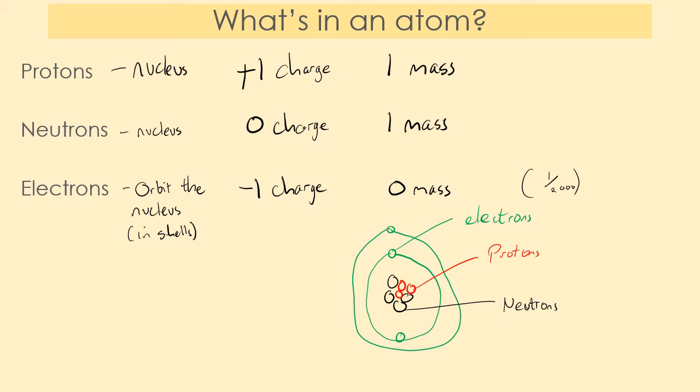Now you should be able to calculate the number of protons and neutrons in an atom. We do that by looking at the periodic table and looking at the mass number and the atomic number. If you don't know how to do that, do go back and have a look at one of the previous videos on how to calculate that. I think it's under the revision section on the channel.